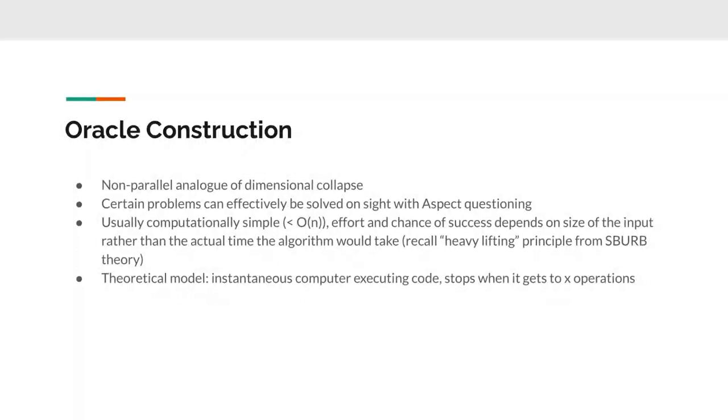So the theoretical model is there's an instantaneous computer, let's just call it Skaia. Skaia executes code and it stops when it gets to, I don't know, 1,000,000 operations. This is the theoretical model. So it doesn't actually care how long the algorithm would take. It only cares about how many operations it does. You can do a problem with 1,000 operations and 1,000,000 operations in the same time. However, you would need to draw more power.